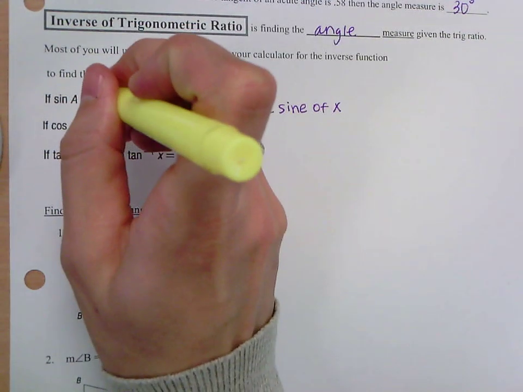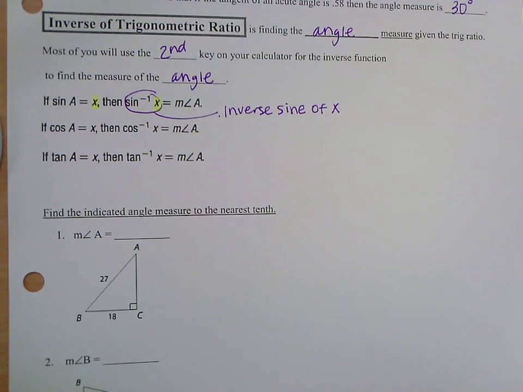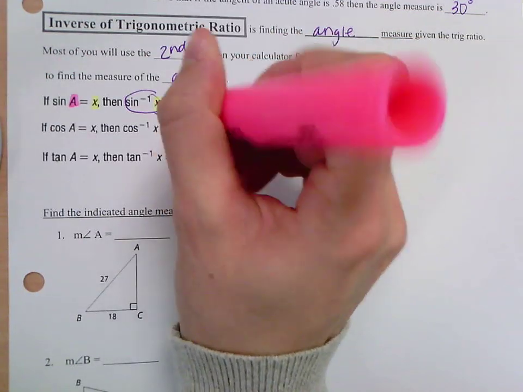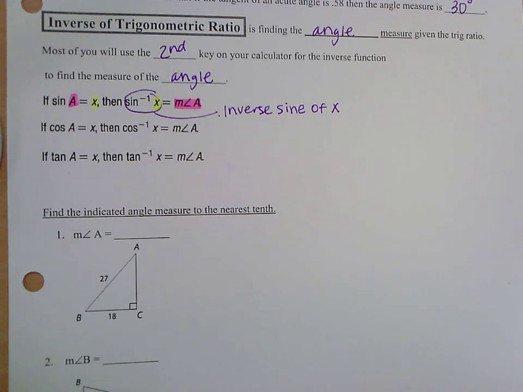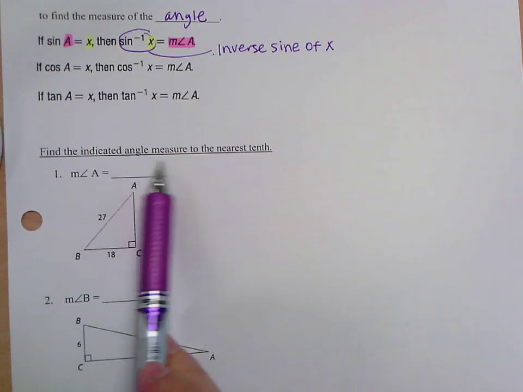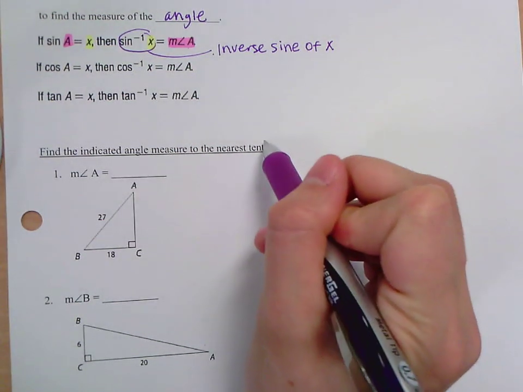So it's kind of like the input and output from those equations have switched. Normally we have an angle inside and we get a ratio. Now we're putting the ratio inside and getting the angle. And then it shows the same relationship for cosine and tangent. So I want to show you how this is used. And on your calculators, make sure that you can type this in to get the correct answers as well. In these examples, you're finding the indicated angle measure to the nearest tenth.